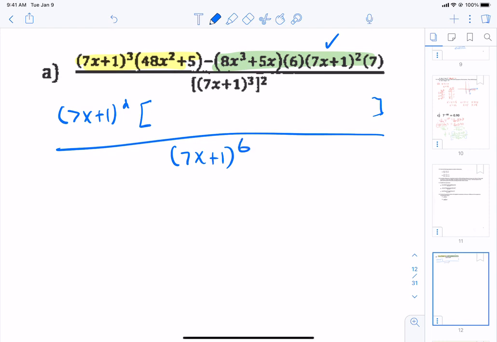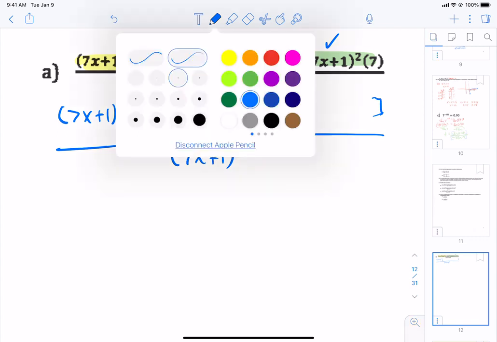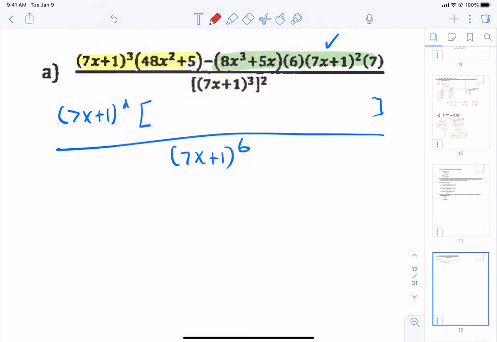Okay. Now, let's think about what's going to happen here. Let's just focus on the yellow. In the yellow, I've removed 2 of the 7x plus 1s. So I have 1 of them remaining, and then I still have that 48x squared plus 5 remaining.